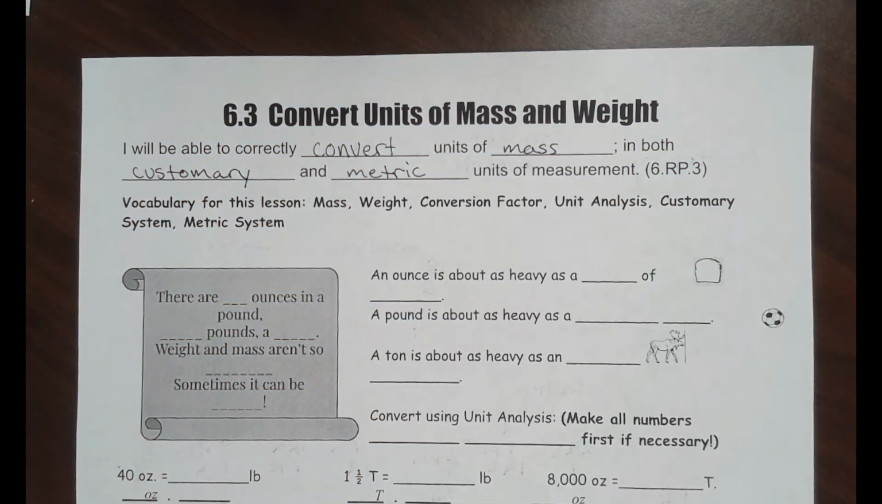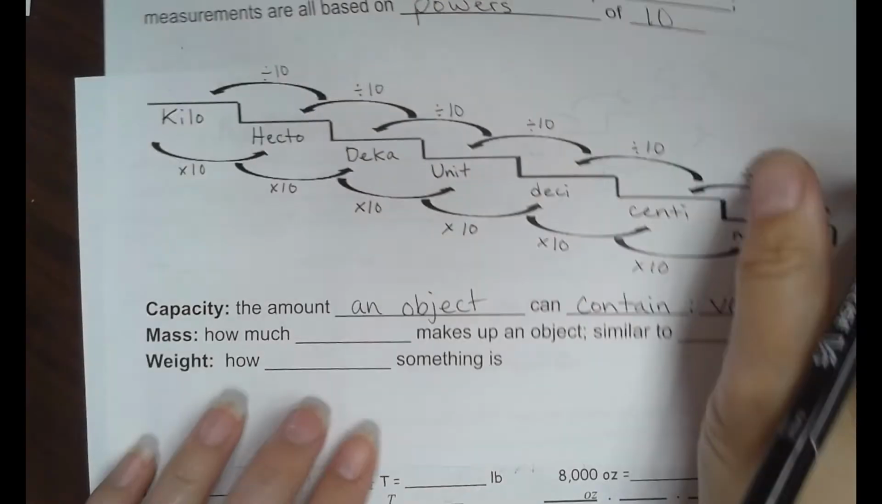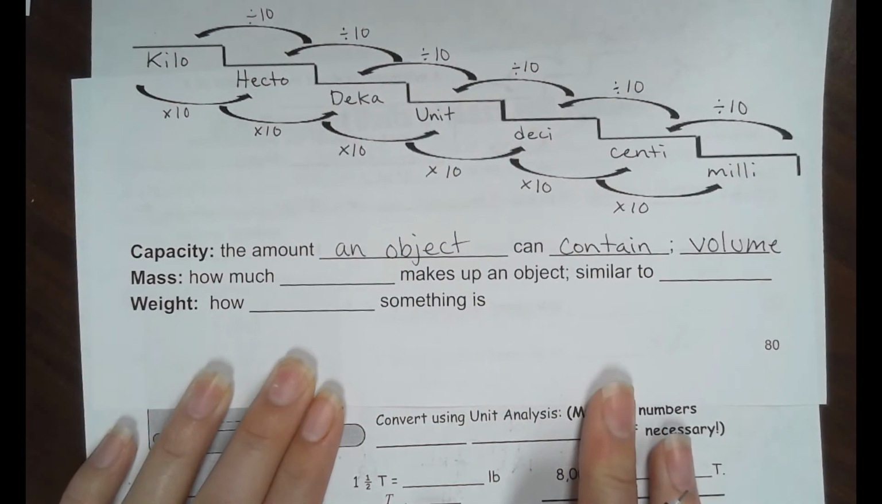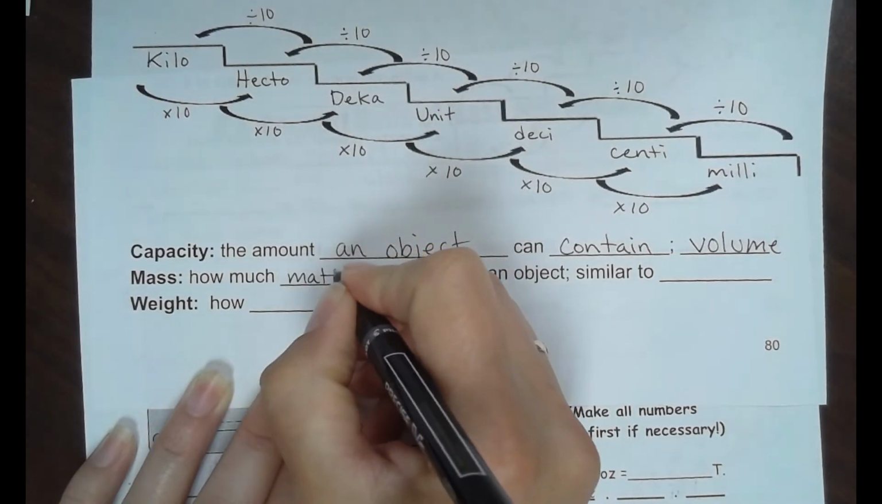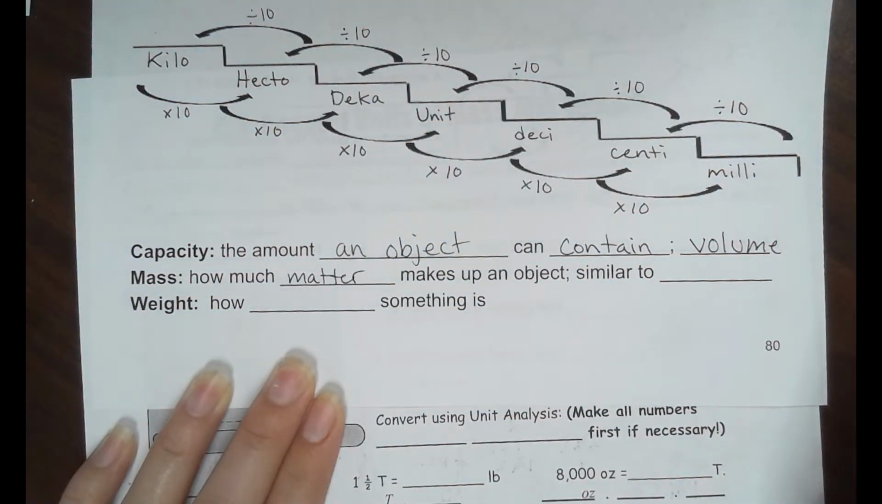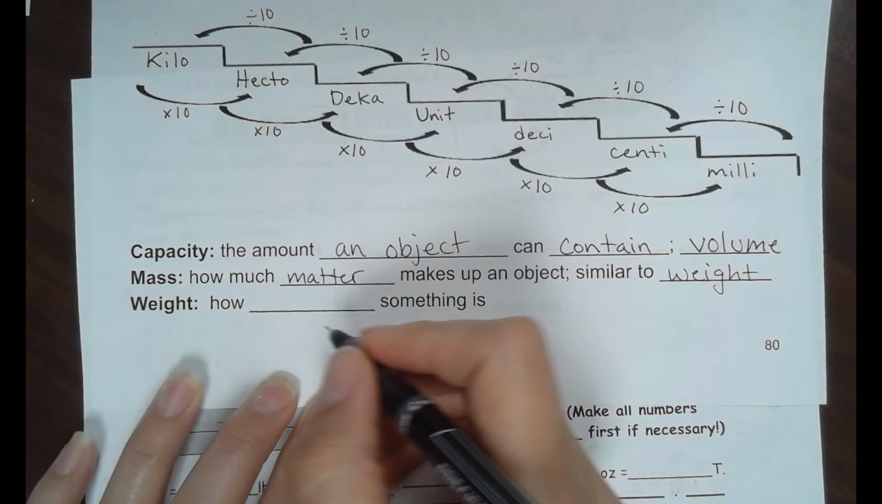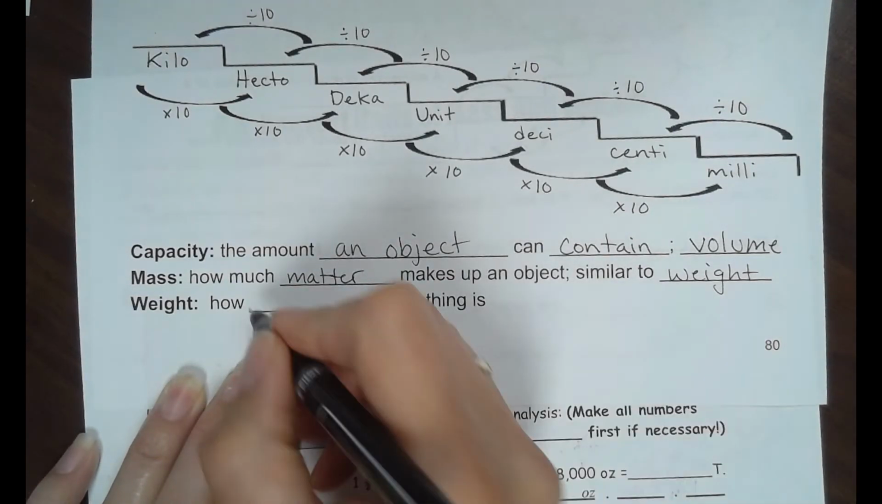Okay, vocabulary for this lesson. You're going to need your vocabulary and definitions page. Only got 2 left on here. So mass is how much matter makes up an object. It's similar to weight, in the same units. Okay, weight is how heavy something is.